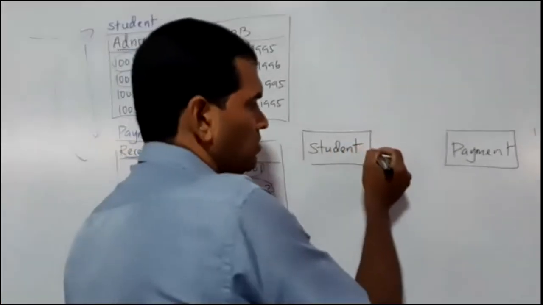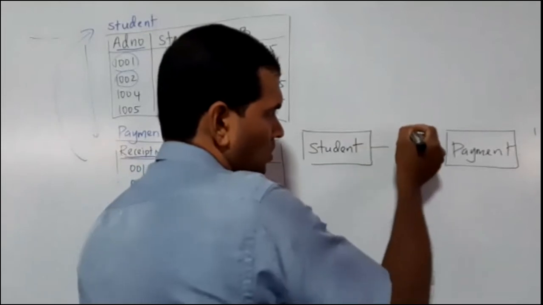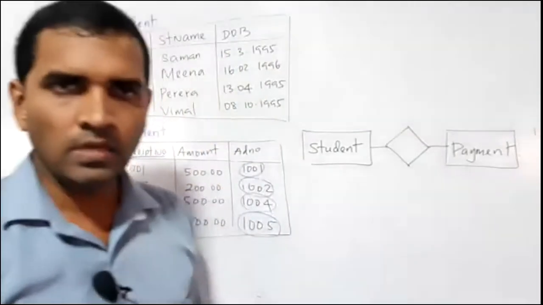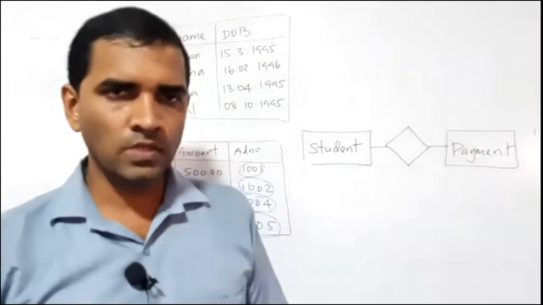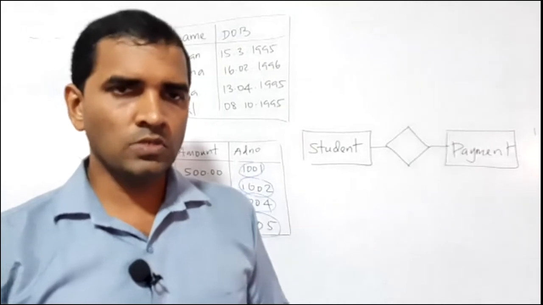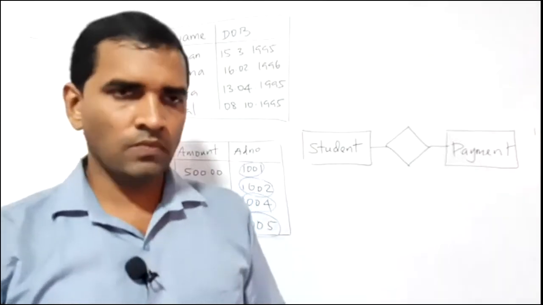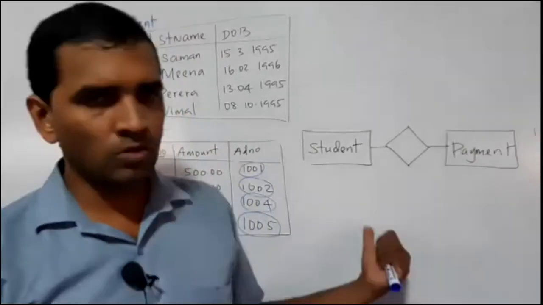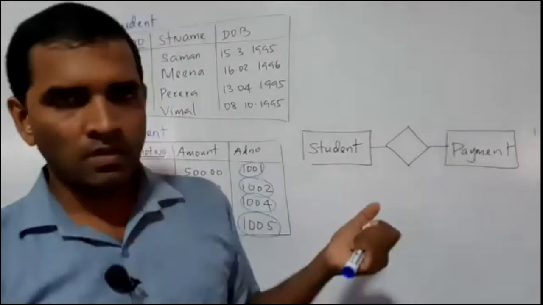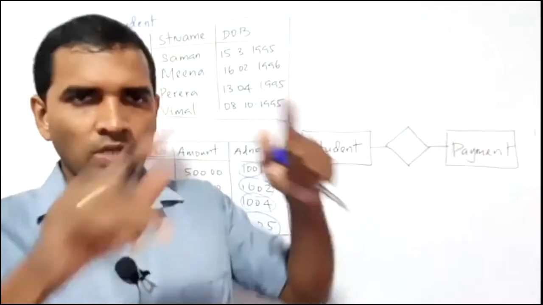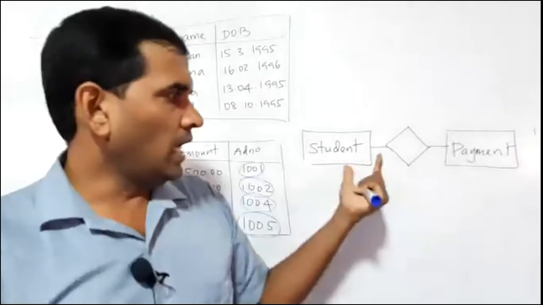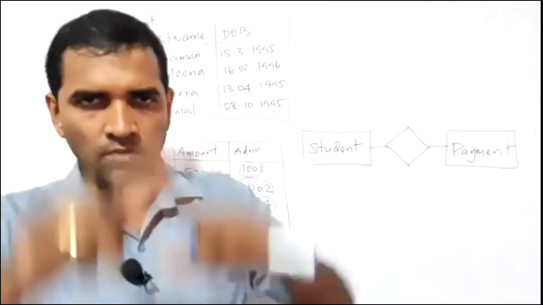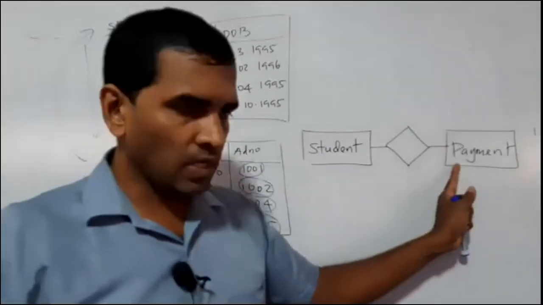Okay, so let me show the relationship. I put a small diamond symbol there. Actually, these are some of the standard notations, standard symbols used to describe some objects in databases. But fortunately, we don't have such things in our syllabus, so you don't need to bother about everything. But if you can, try to remember: tables can be shown as a rectangle. For showing the relationship, we use a small diamond symbol.